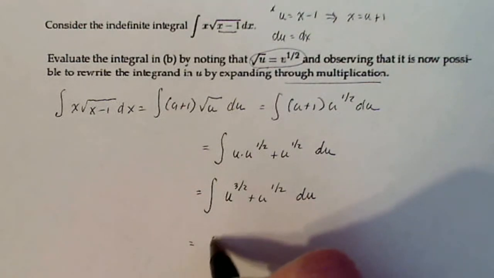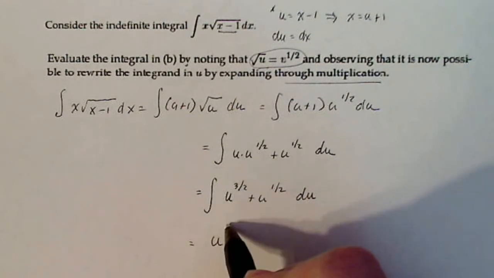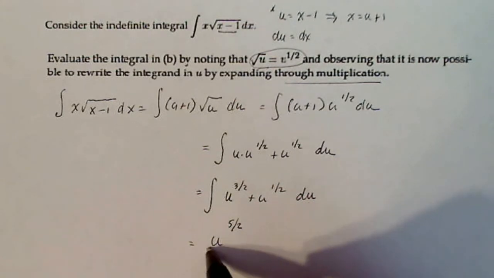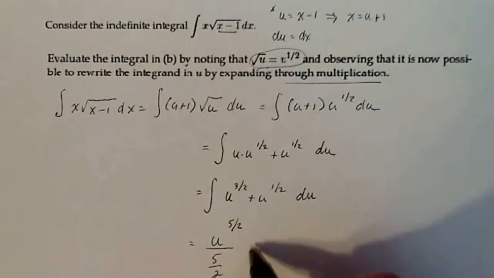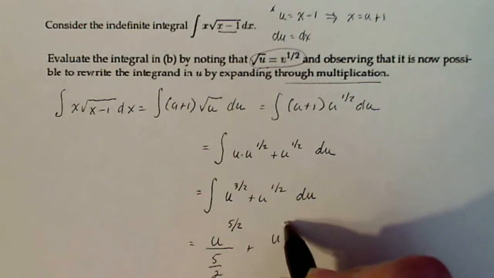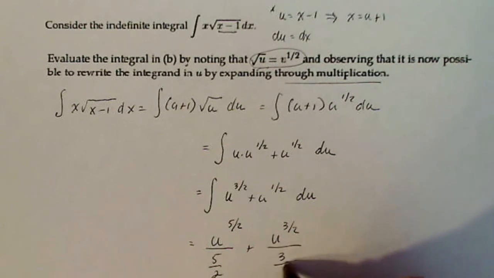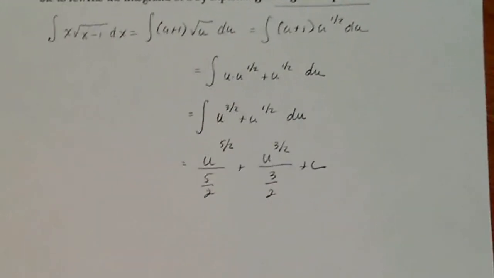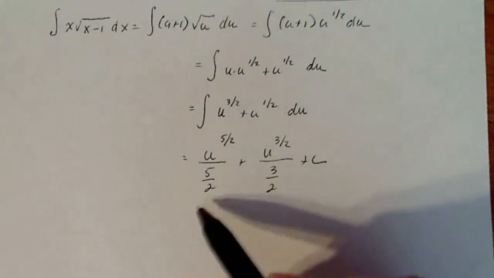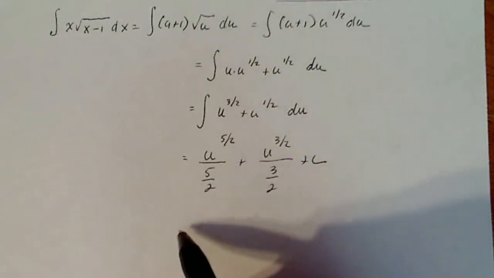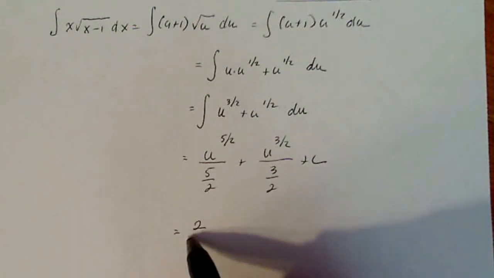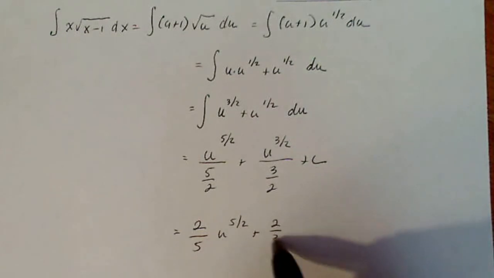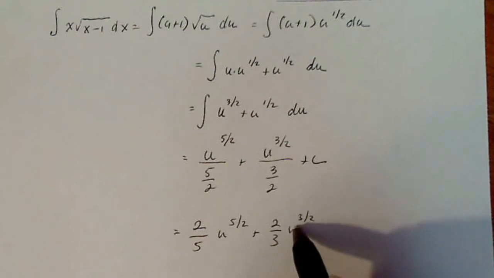Integrating that, I add 1 to the power. So this becomes u to the 5/2 divided by 5/2, and then this becomes u to the 3/2 divided by 3/2 plus c. Let me move this up just a little bit to finish. To simplify this complex fraction, I just take the reciprocal of the denominator and multiply. So 2/5 u to the 5/2 plus 2/3 u to the 3/2 plus c.